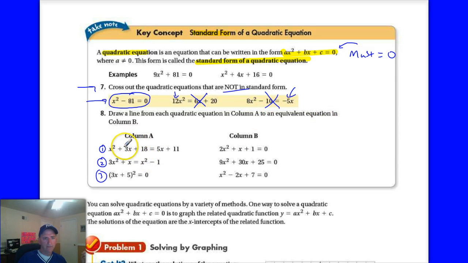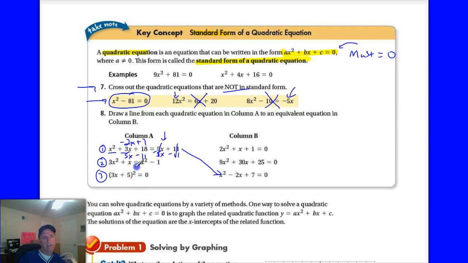So if we took number 1 and put that in standard form, you would have to solve it for 0. So to get 0 on this side, you'd have to subtract 5x from both sides, and you'd have to subtract 11 from both sides. That would zero everything out there. So if we did that, you'd have x squared, that's 3 minus 5, so minus 2x is what that would become. And 18 minus 11, that would be positive 7. It's this bottom one right here. So if we were working that out, we would set it up neatly on our paper, I would hope, and work it out step by step.